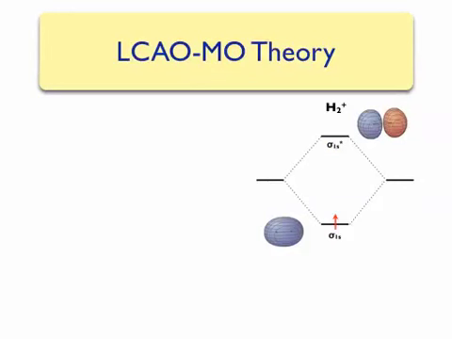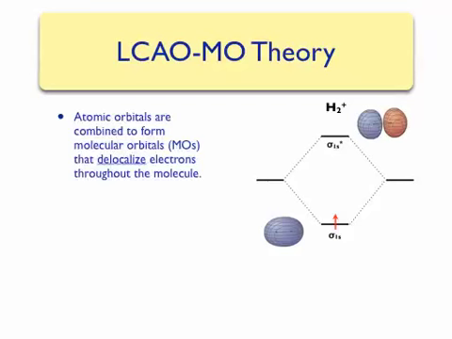In lecture, you were introduced to the linear combination of atomic orbitals version of molecular orbital theory. In this bonding theory, we combine atomic orbitals to form unique molecular orbitals. These molecular orbitals delocalize, or spread, electrons throughout the molecule. This delocalization of electrons is what stabilizes the molecule.